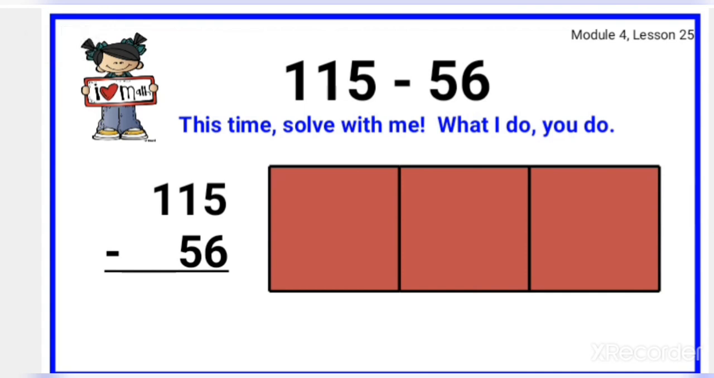105 minus 56 therefore will be what? I want you to solve with me. What I do, you do. First, I have to take a ten. Take the 1 ten and add it to my 5 ones, making 15 ones. 15 minus 6. Good, that gives us 9.